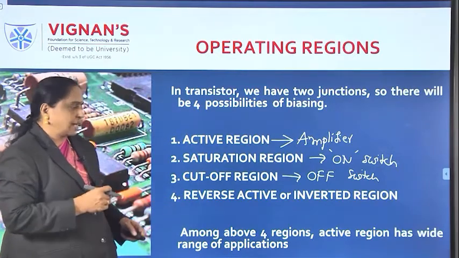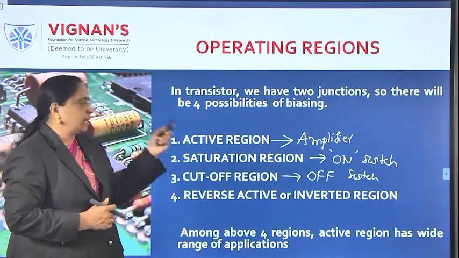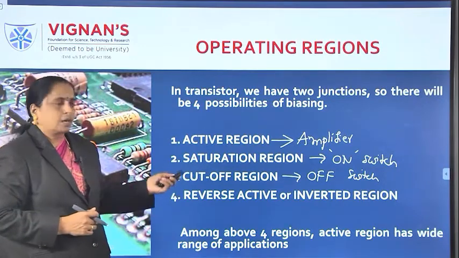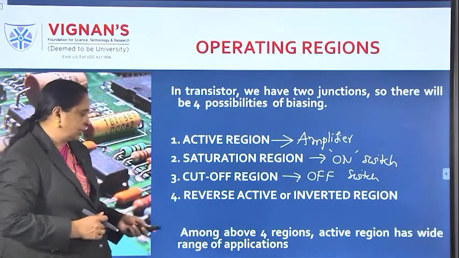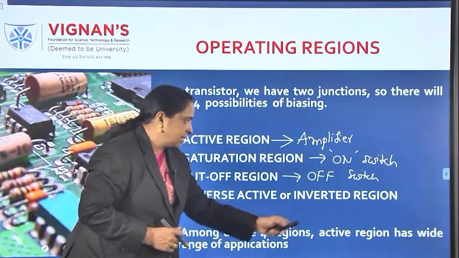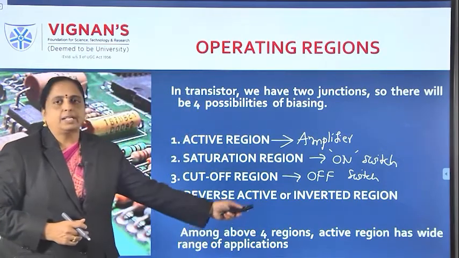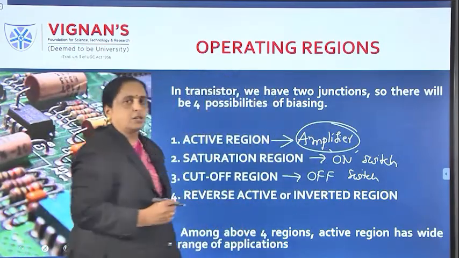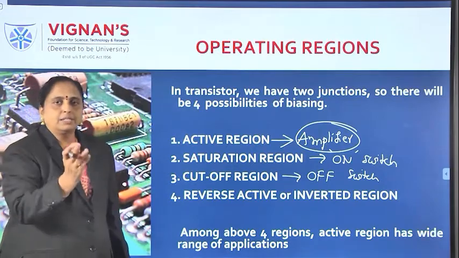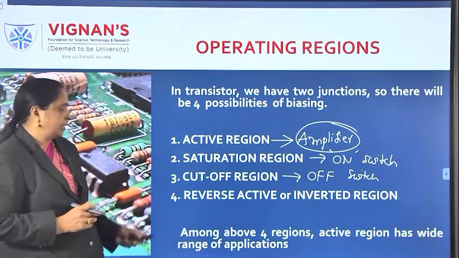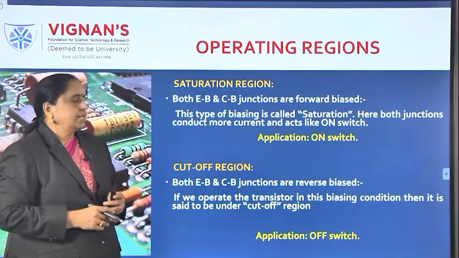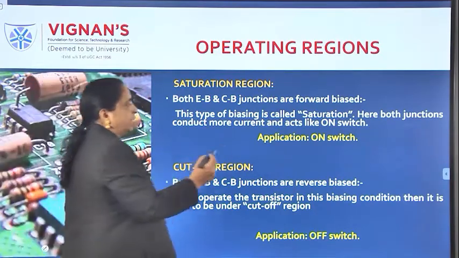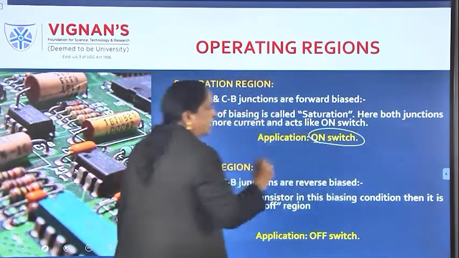Now let us study briefly what is meant by the active region, the saturation region, and the cutoff region. We will concentrate on these three. Among the above four regions, the active region has a wide range of applications because the application is amplification, which is not provided by semiconductor two-terminal devices. Let us see what is meant by the saturation region. Saturation means where you can use the BJT as an on switch.